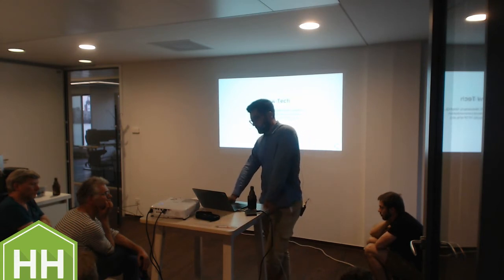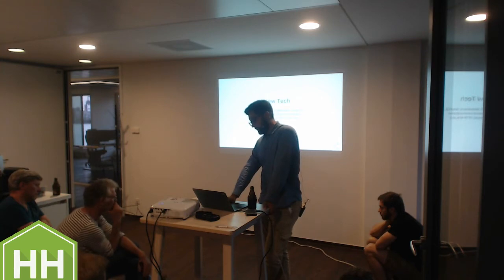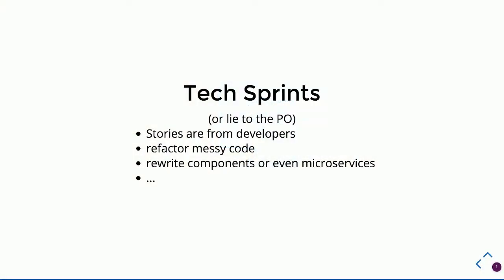I can show you how they do it. We introduce tech sprints, or we just lie to the PO. If the PO says, well, you know, we have a new feature, yeah, let's implement that, we say, we probably need 1.5 weeks for it. You know, you only need a day, but the rest you refactor something else that you know is necessary.